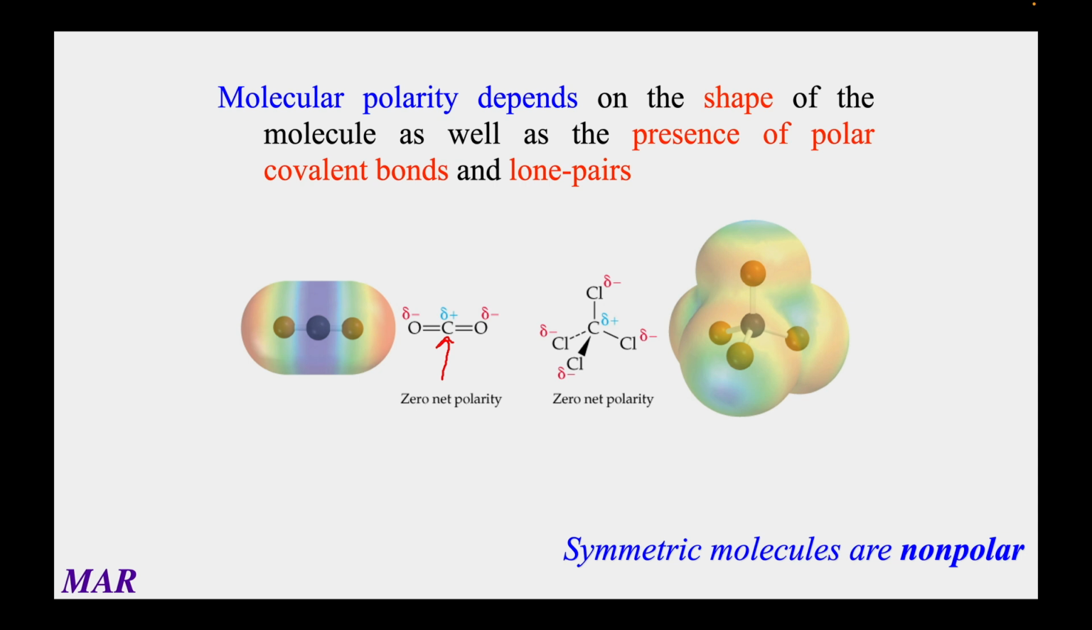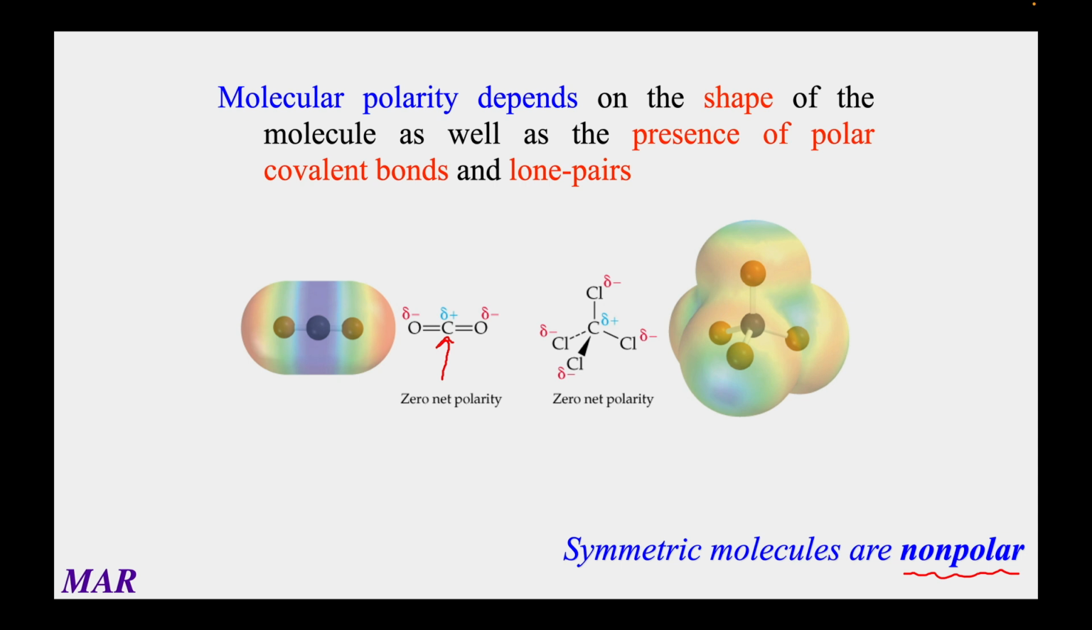So again, everything around that carbon is the same. You've got a double bond on the left and a double bond on the right. So CO2 is a non-polar molecule. It's symmetric, and that means there's not really an unequal distribution of electrons.